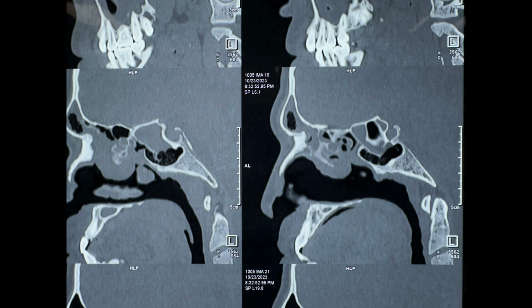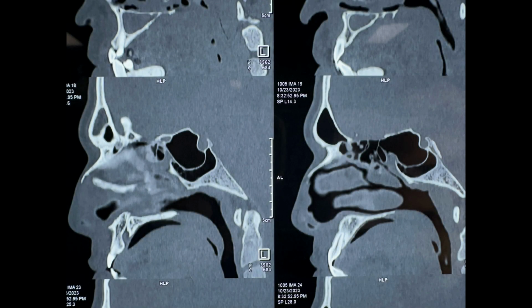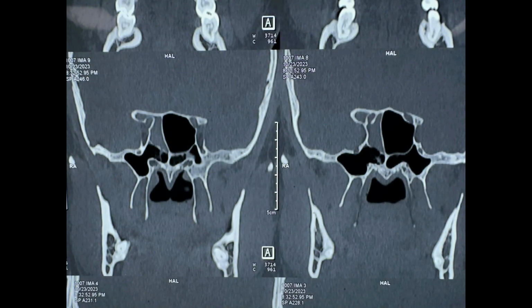This is the right side, and on the left side, though the Onodi cell is present, since it is bilaterally symmetrical, it is not diseased. This is the normal side, and we can see how complete septations are there, including in the coronal scans.